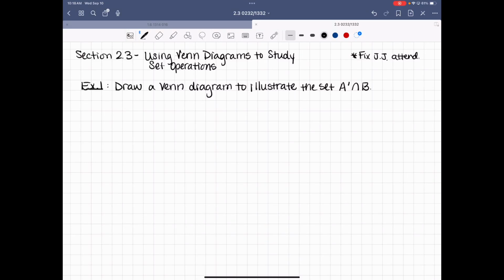So draw a Venn diagram to illustrate the set A complement intersection B. The first thing we need to have a little review of is what Roman numerals are. Okay, so I'm going to write this on the side. If we remember or were ever taught what Roman numerals are, because we're going to denote the regions of the Venn diagram with a Roman numeral.